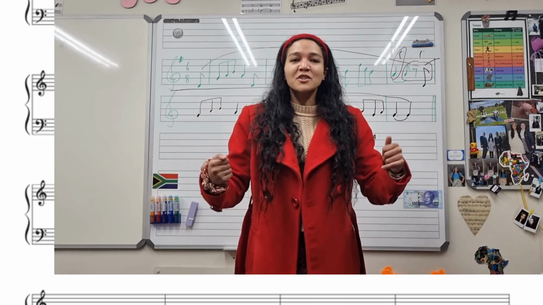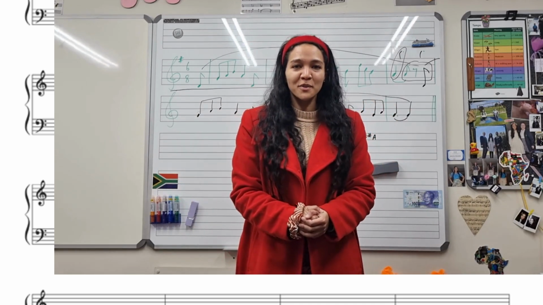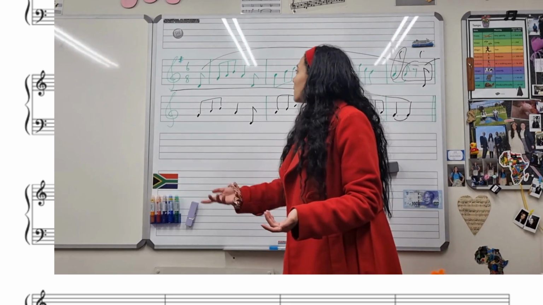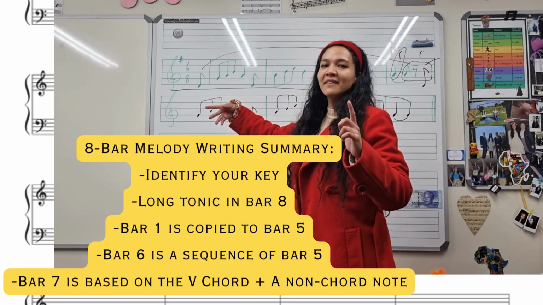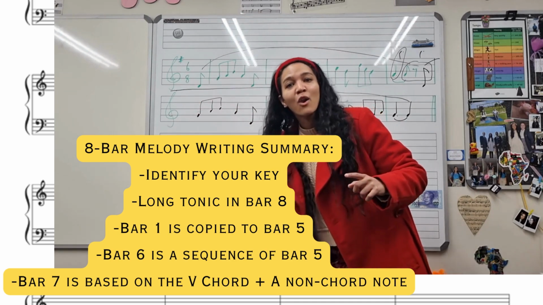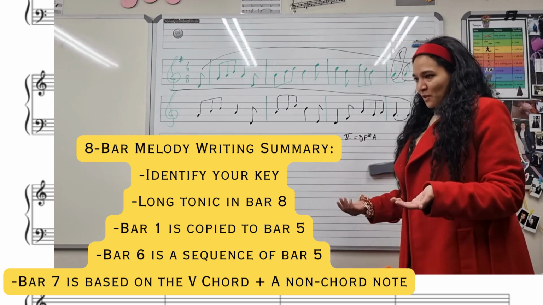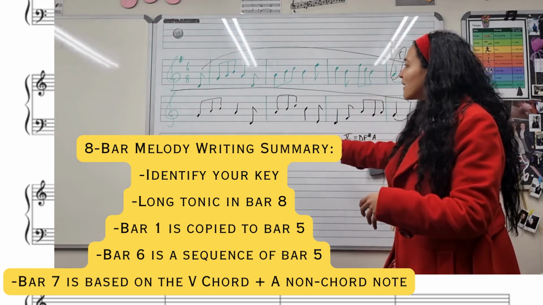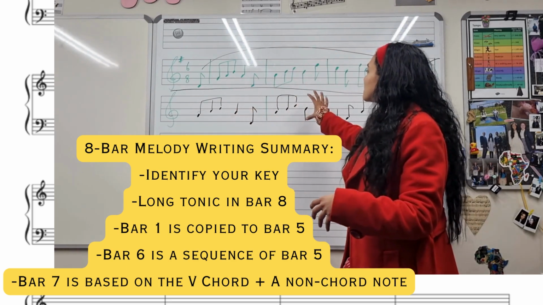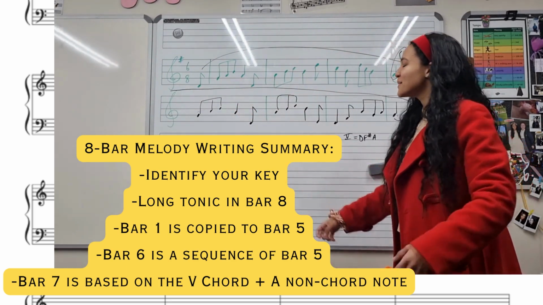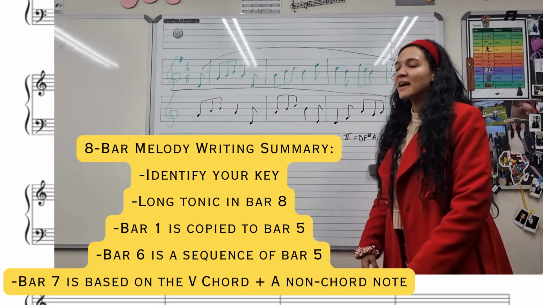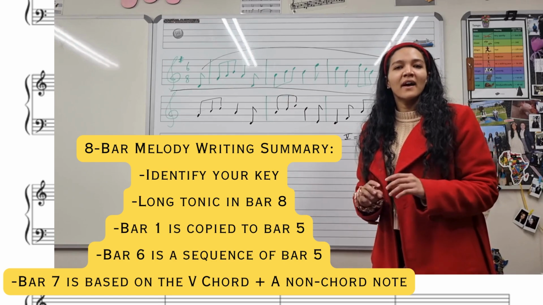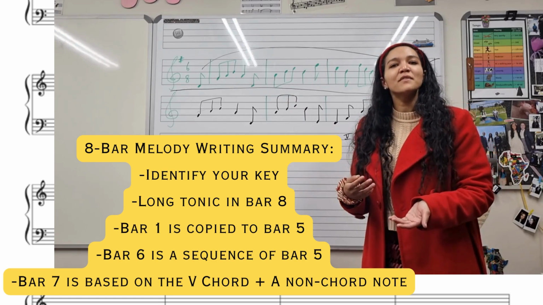You can use any type of structure, just make sure you have a structure verified by your music teacher. And if you would like to use this one, you may go ahead and do so. So what we have is an identification of key. That's very important because then we will know how to use our long tonic, the longest note value that we can, considering whether or not we have an upbeat, and then that will be bar 8. Bar 5 will just be a copy paste of bar 1, then bar 6 will be a sequence of bar 5. The only bar we need to compose is bar 7, and that's going to be based on the dominant chord of your key. You're going to outline your chord notes, and you're going to have a passing note or an auxiliary note, something of a non-chord tone.